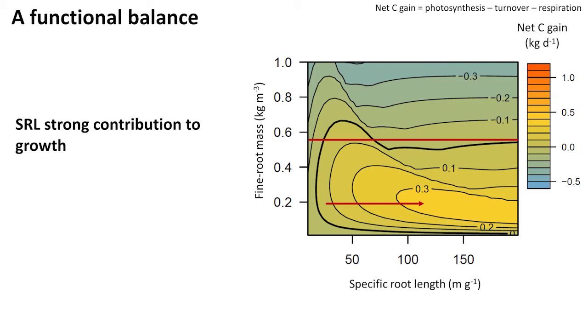What we also see is that at a high fine root mass, so approximately above this red line, the net carbon balance is almost always negative, which means that the carbon losses exceed the carbon gained. So basically, if you have a large fine root mass, so more than, say, 0.55, trees will die because they have a negative carbon balance.